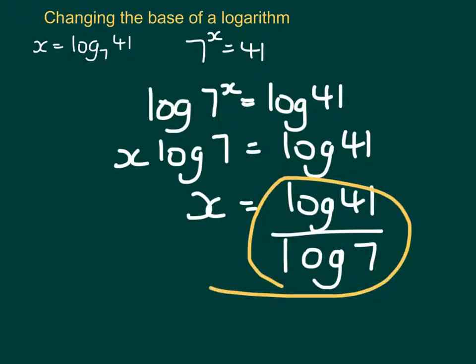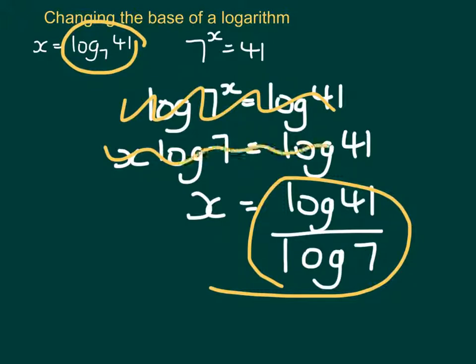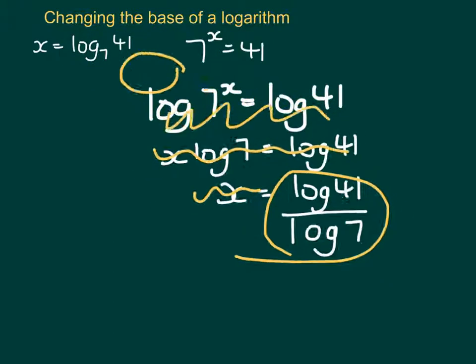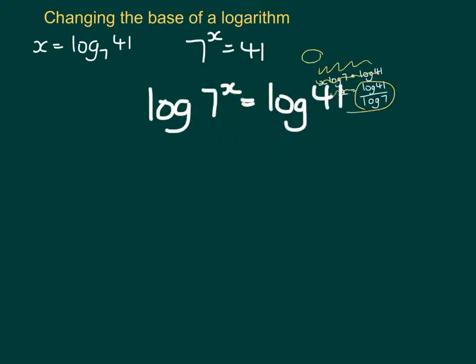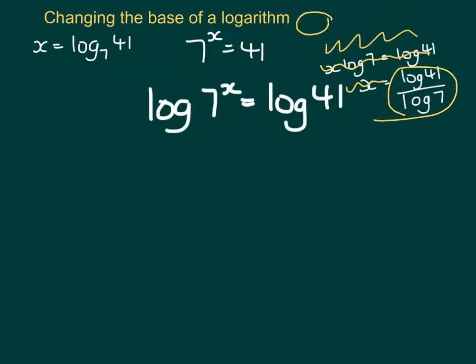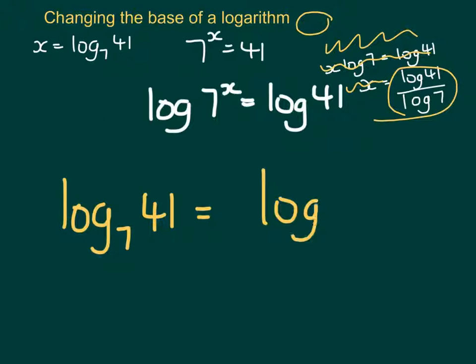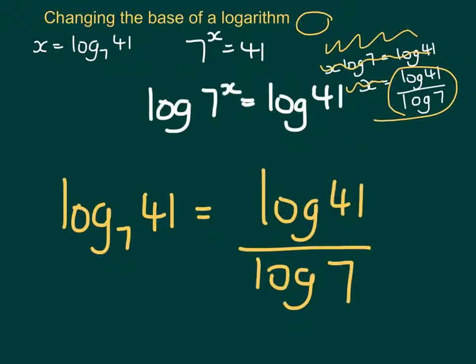But what I'm more interested in is the fact that log to the base 7 of 41 is obviously the same as log to the base 10 of 41 divided by log to the base 10 of 7. Let's just move out of the way. So what I want to look at is to see if there's a relationship between log to the base 7 of 41 and log to the base 10 of 41 divided by log to the base 10 of 7. So can you see where the 41 and the 7 are in the two statements? And we know, obviously, those two things are equal to each other.